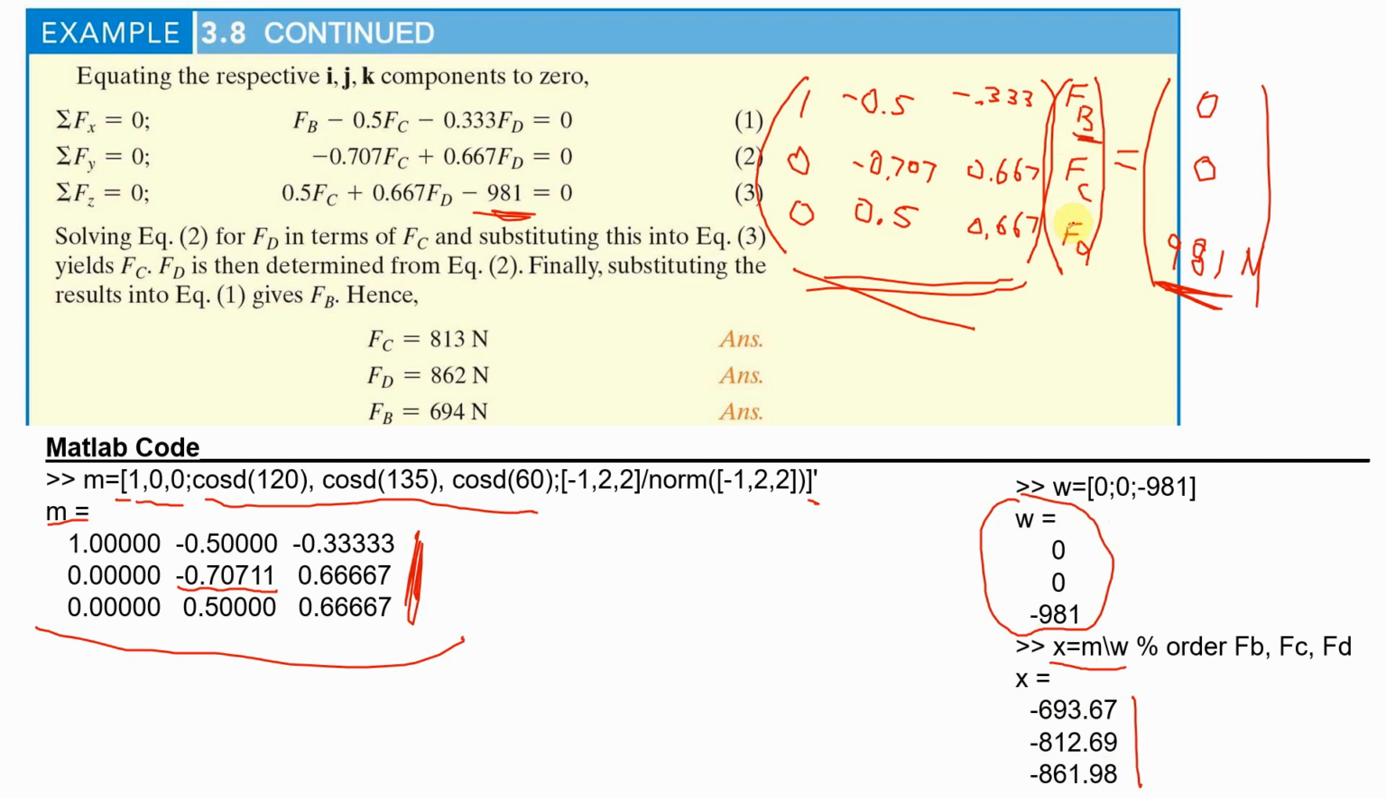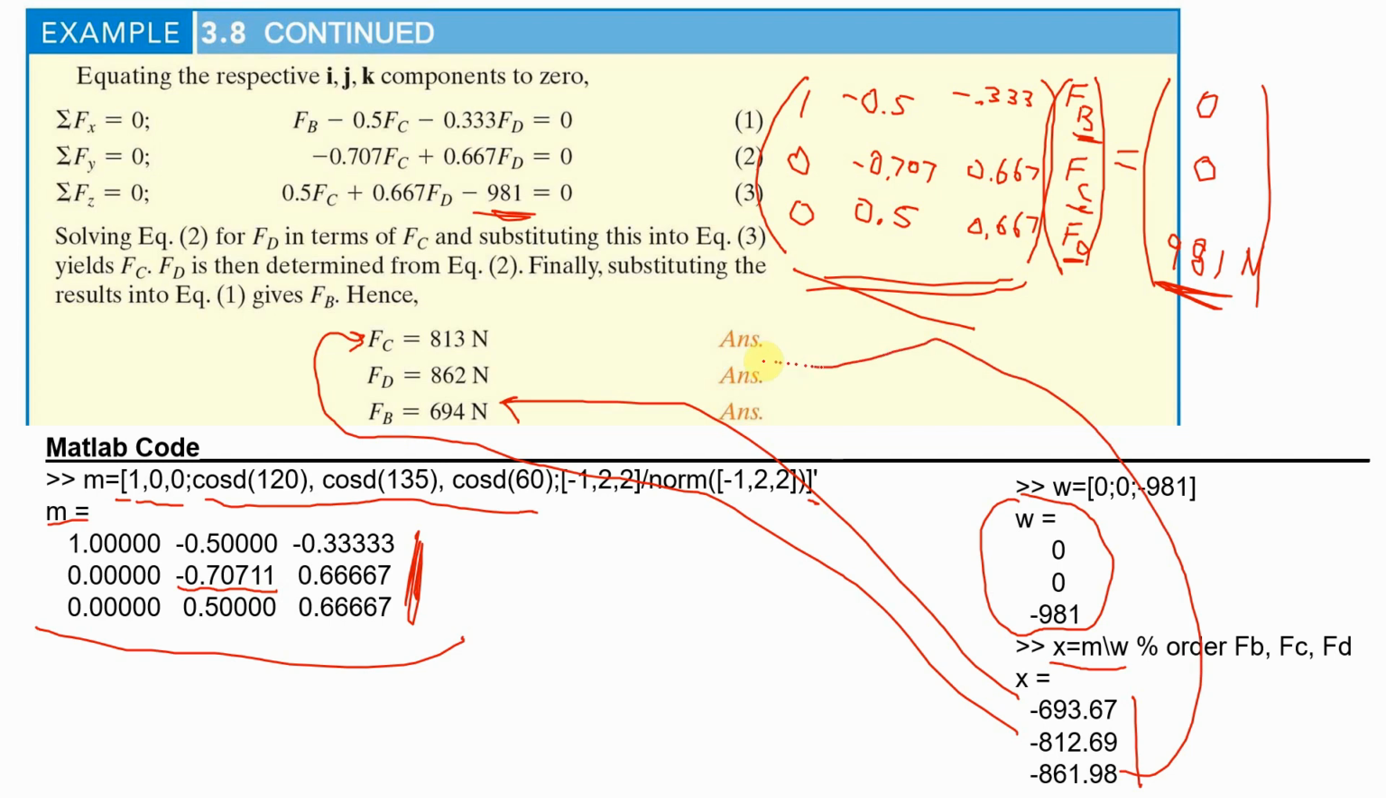FB, first row. FC, second row. FD, third row. FB, 694. There we go. FC, this is FC now. Same as the book got. And FD. We'll swing that around. There. Same as the book got.